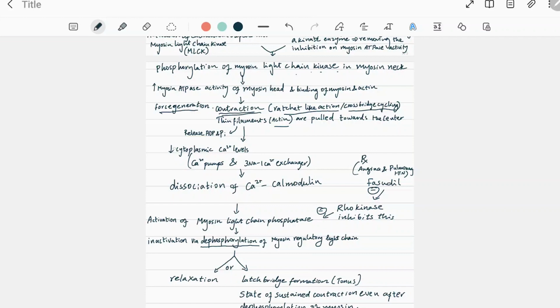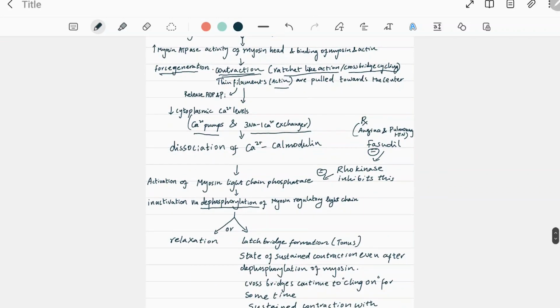Eventually, when you want to stop the contraction, when the body says that's enough, there will be a reduction in the cytoplasmic calcium levels. This is because of calcium pumps or the 3-sodium 1-calcium exchanger that gets rid of calcium from the cell cytoplasm. This causes the dissociation of the calcium calmodulin complex, so calcium goes out of the cell or gets taken back into the smooth endoplasmic reticulum, and this activates another enzyme called myosin light chain phosphatase.